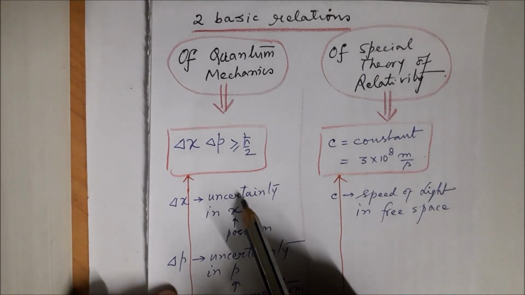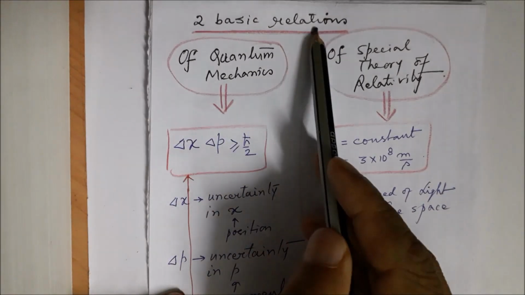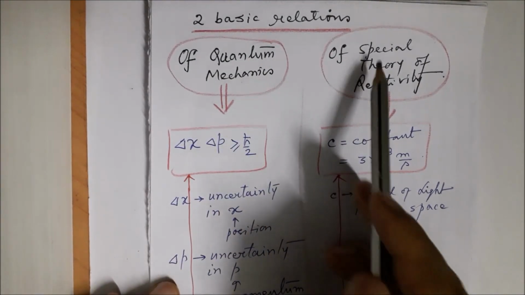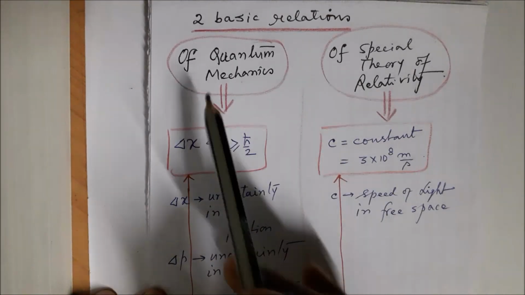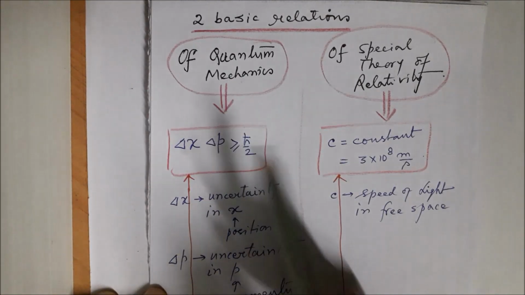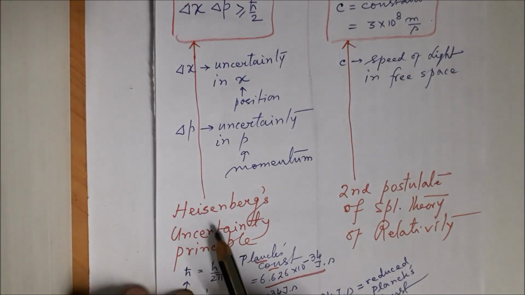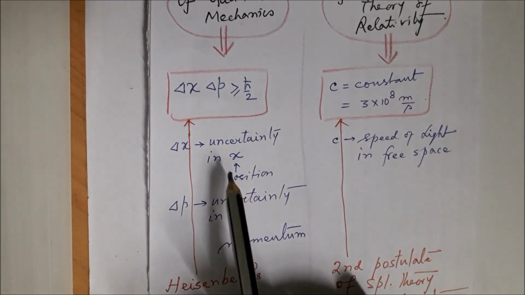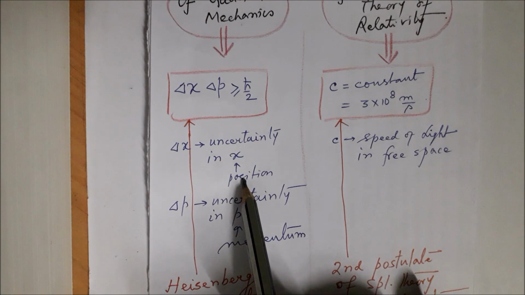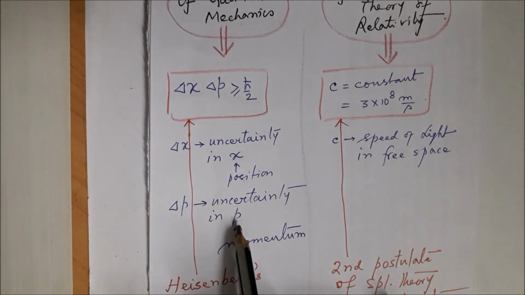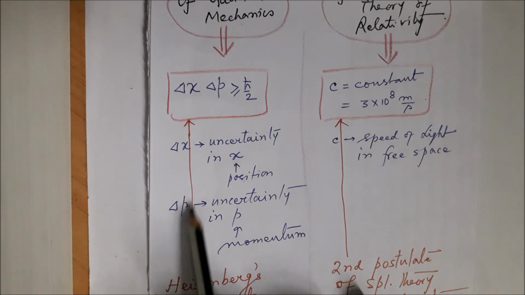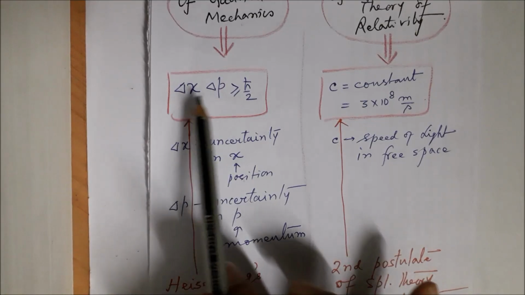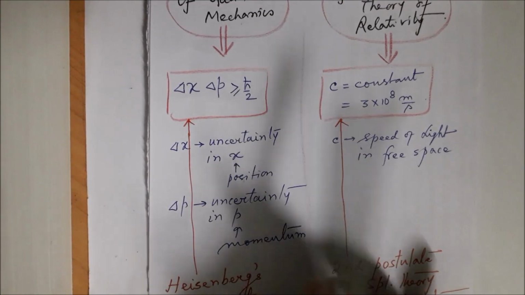Let us quote two basic relations, one of quantum mechanics and the other one of special theory of relativity. In quantum mechanics, there is a famous relation which is called Heisenberg's uncertainty principle, according to which the uncertainty in x, where x is position, and the uncertainty in momentum, denoted by delta p, these two quantities are related as written over there. Delta x into delta p is greater than or equal to h cross by 2.